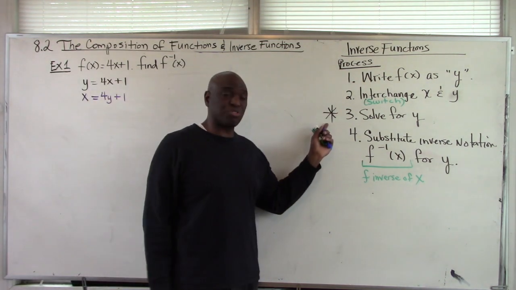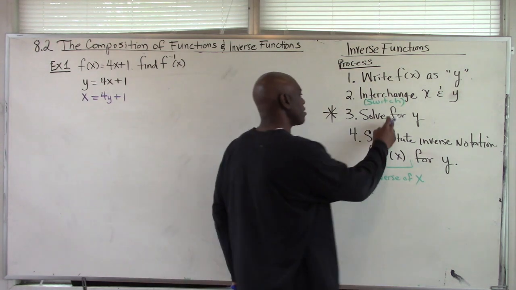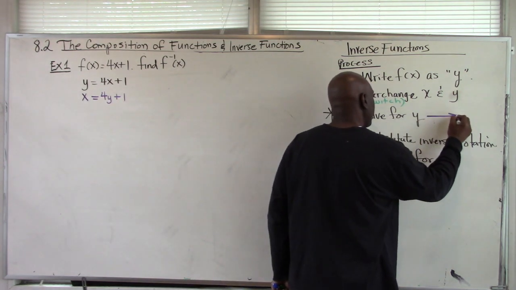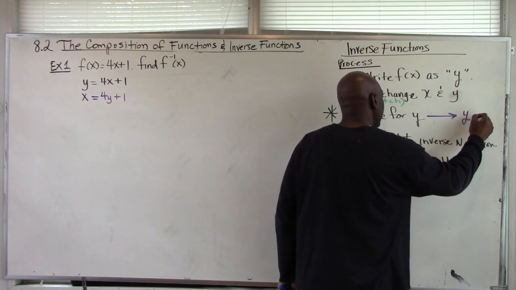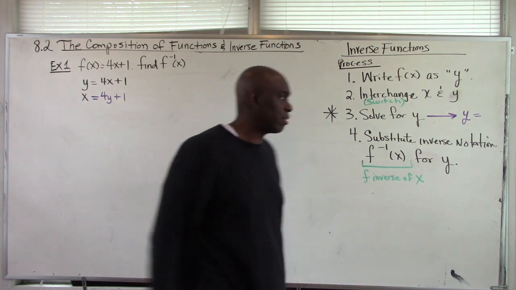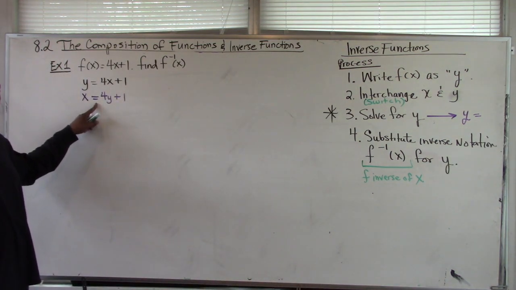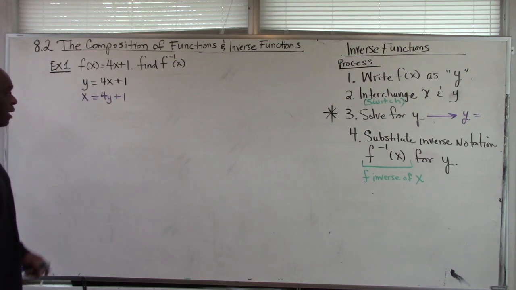Step 3, asterisk is where the work happens. Solve it now for y. What do you mean solve it for y? This means I want to know what does y equal. That's what it means to solve for y. Y equals what? I don't have that here. I have an x equals. I don't have y equal. Let's solve it for y.